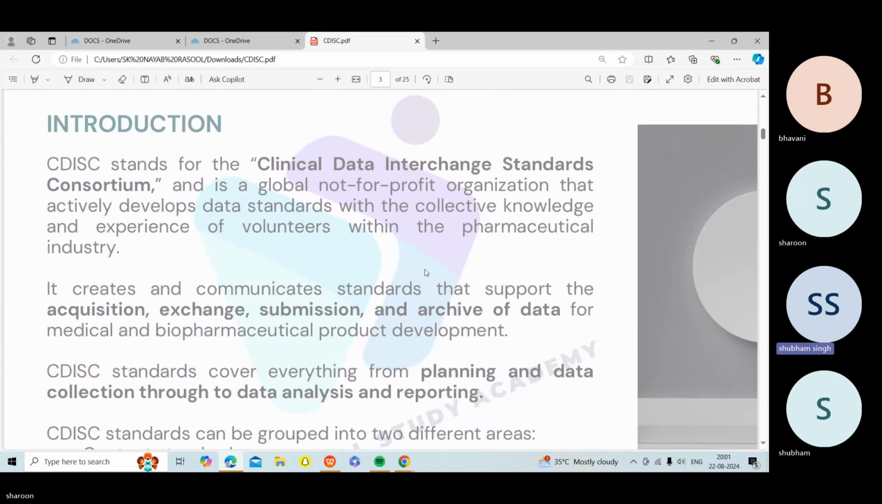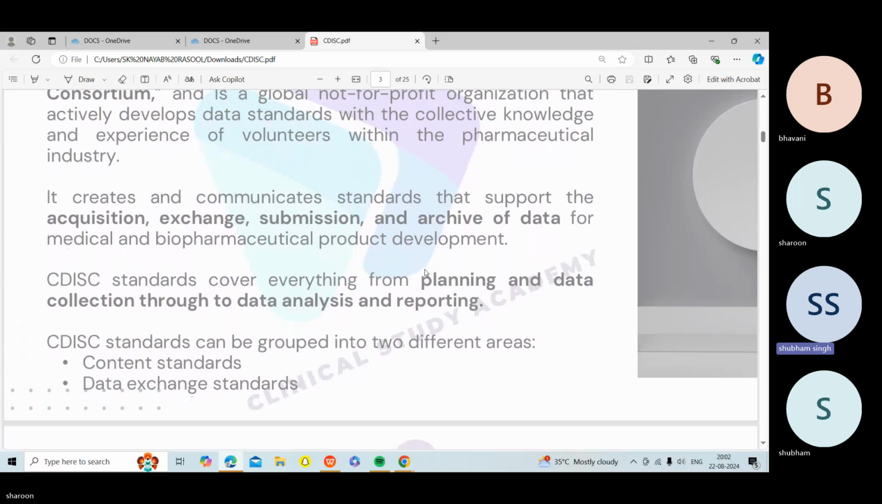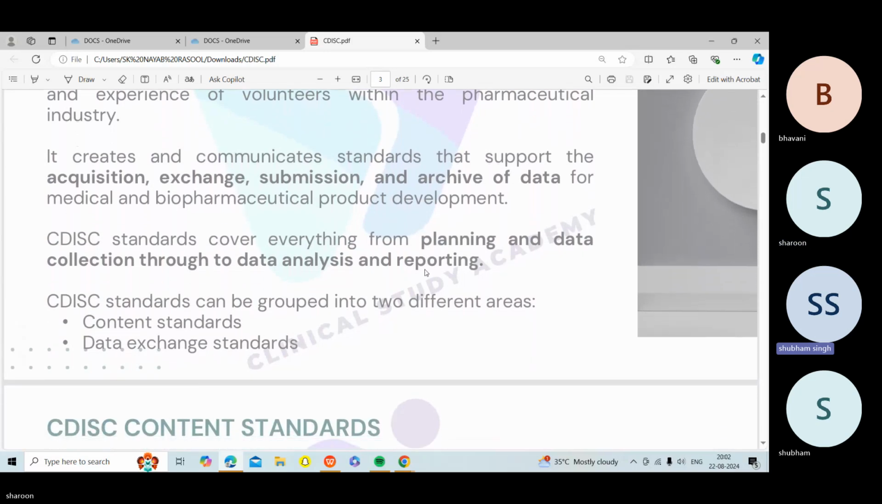It creates and communicates standards that support the acquisition. Acquisition means how to acquire clinical data; exchange, how to transfer clinical data; submission, how to submit clinical data; archive, how to draft clinical data for medical and biopharmaceutical product development. CDISC standards cover everything from planning and data collection through, yeah, the same thing they are repeating. So we can move to the next slide, Sharon.